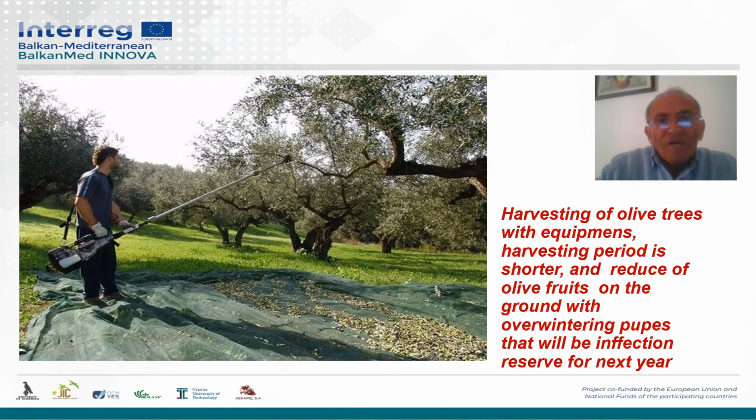Harvesting of olive trees with equipment. The harvesting period is shorter and it reduces olive fruits on the ground with overwintering pupae that would be the infection reserve for next year.